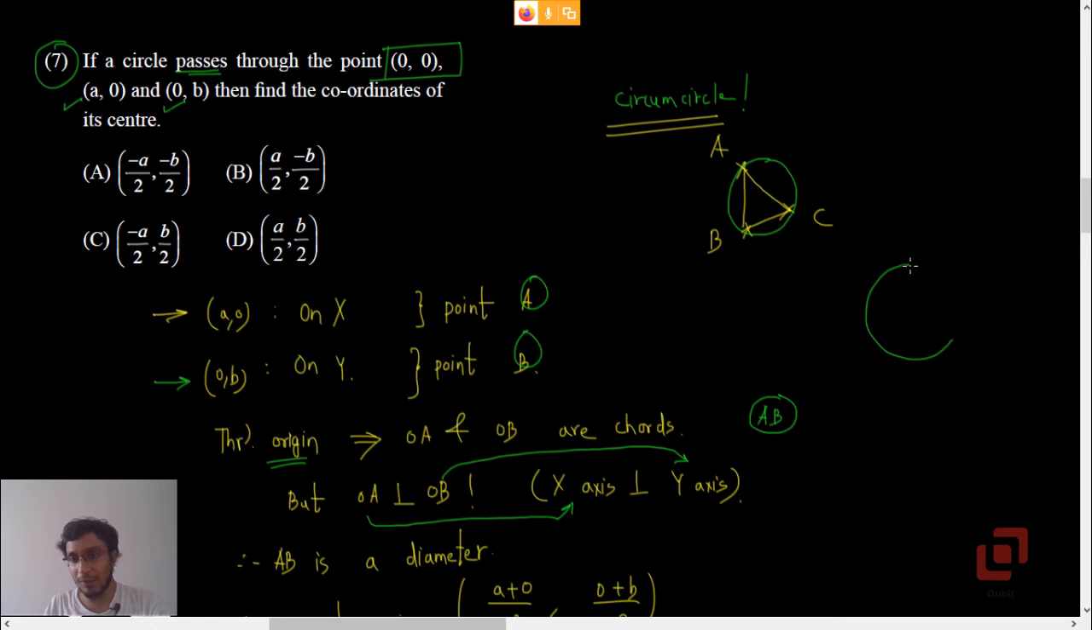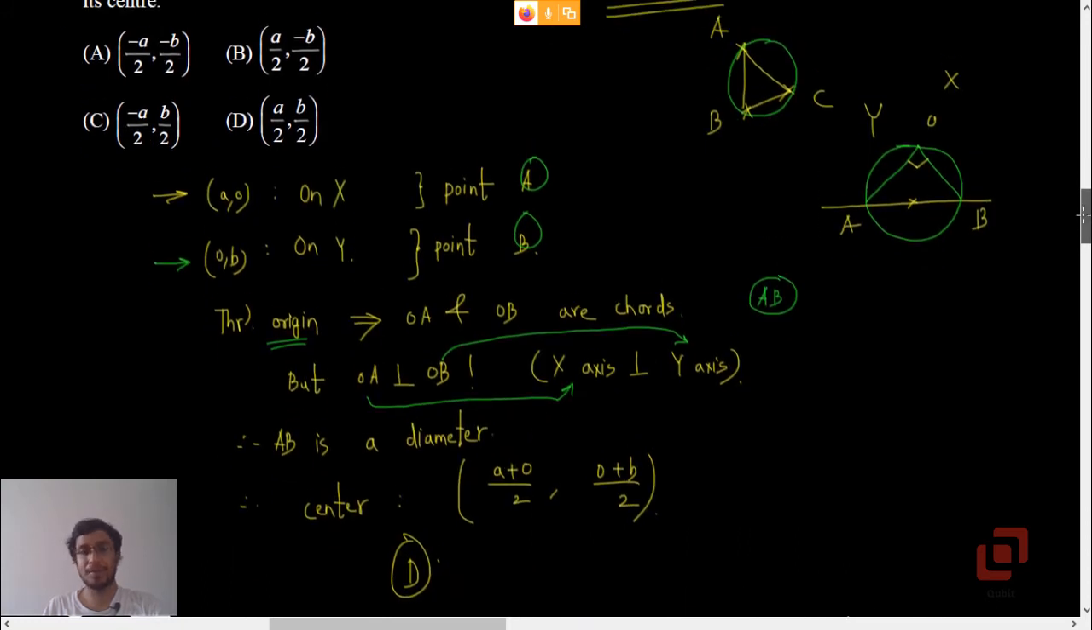Yes. So if we have a situation where 2 chords are perpendicular to each other, then the third chord must pass through the center of the circle. This is one of the properties of circles that you have studied, perhaps in the 10th standard, right? So if we have OA and OB as the chords, and if OA is the x-axis and OB is the y-axis, then because the x and y-axes are perpendicular to each other, AB should serve as the diameter. Now if AB is the diameter, then the midpoint of AB will be the center.